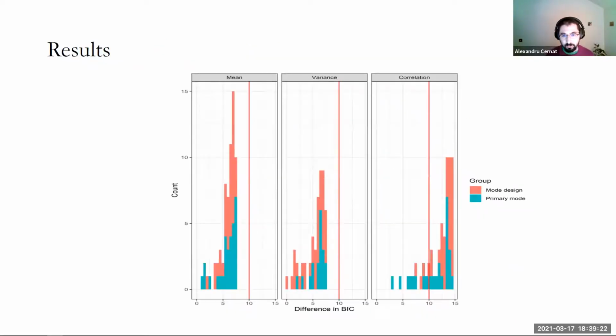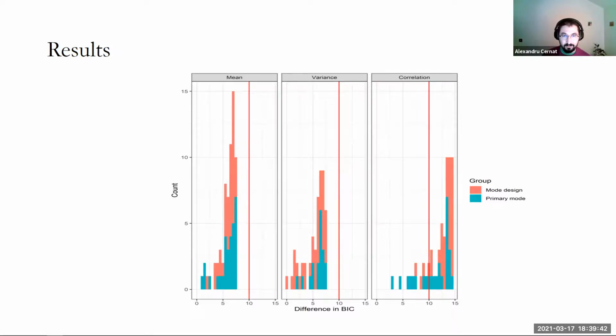So this is the distribution of the BIC. So BIC is a fit index. It tells us how good the model is. And this is actually the difference between models. So if the BIC difference gets very large, it means that if we restrict the coefficient to be the same across groups, then we make a bad assumption.